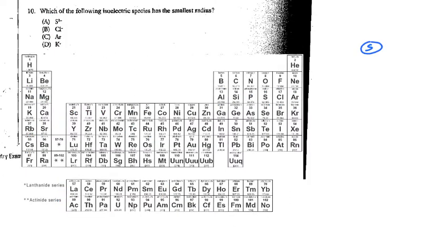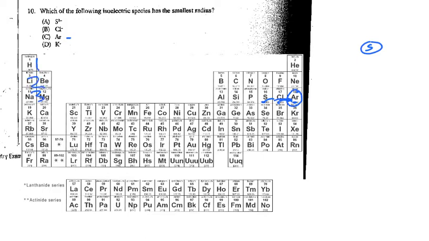Which of the following isoelectronic species has the smallest radius? Isoelectronic means they all have the same number of electrons, and I think you can see that that's true. Look at the neutral one, argon. It has 18 electrons, while chlorine minus 1, well, chlorine's right here. If it's minus 1, it gains 1 electron to become like argon. And if you go through that process, you see the first one, A, sulfur, has gained 2 to become like argon.